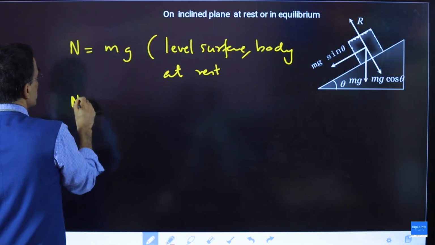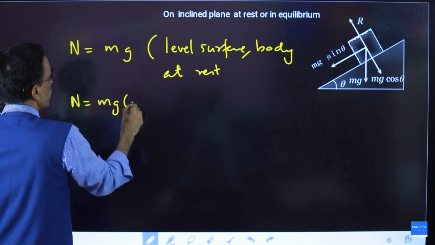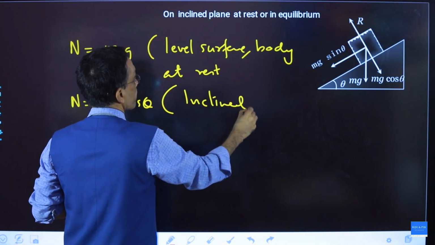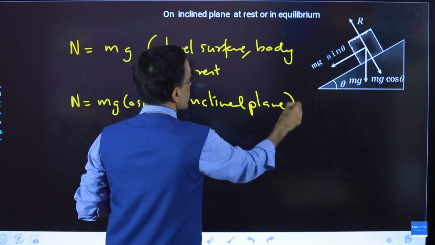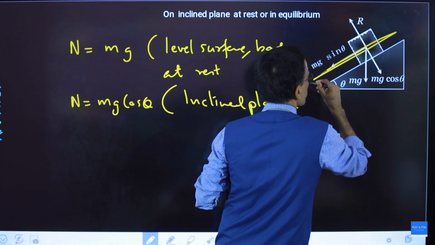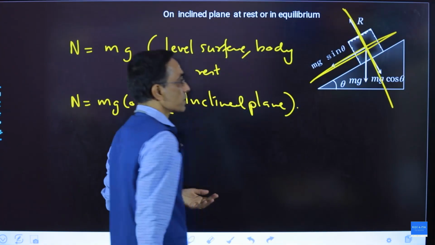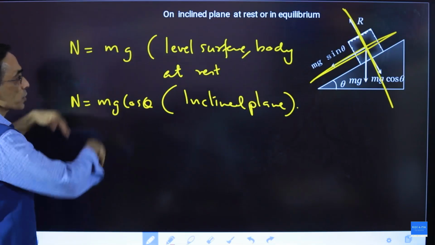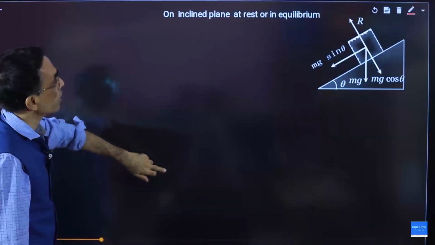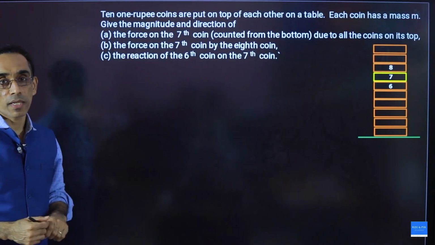Then we can say N equal to mg cos theta. This is on an inclined plane. And see, the body can move in this direction, no problem, but it should not move in this direction. That's it. Even for the first one also, it should not move vertically up and down, vertical equilibrium. So, that is about normal reaction.